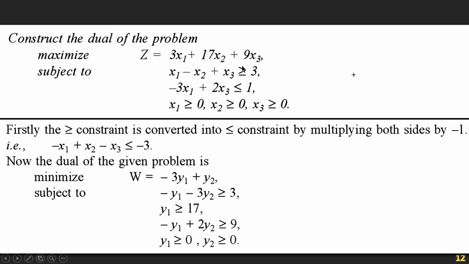Now, a similar type of problem here also. Because it is a maximization, it must be less than or equal to 10, but this constraint is of greater than or equal to type. That's why it has to be converted into less than or equal to type by multiplying with minus 1 on both sides, and after that we can easily convert it into the dual.